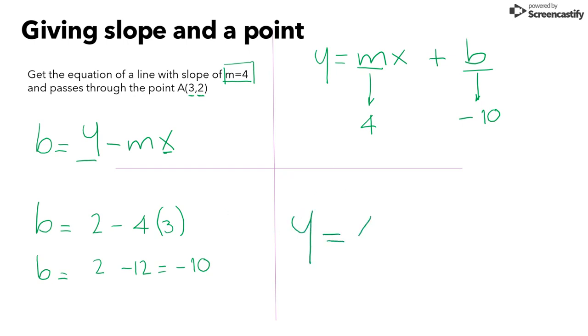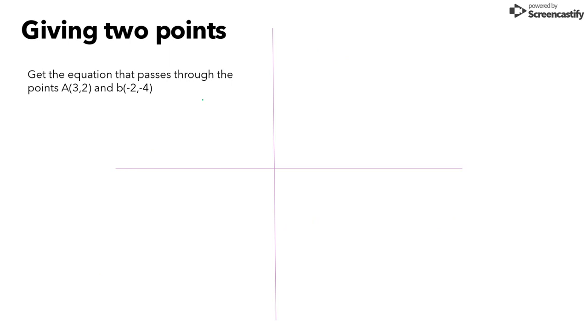y equals mx plus b. Why a negative here? Because positive times negative is negative. So y equals 4x minus 10. This is our second example, when I have the slope and I have a point. Our third example is when I have 2 points.